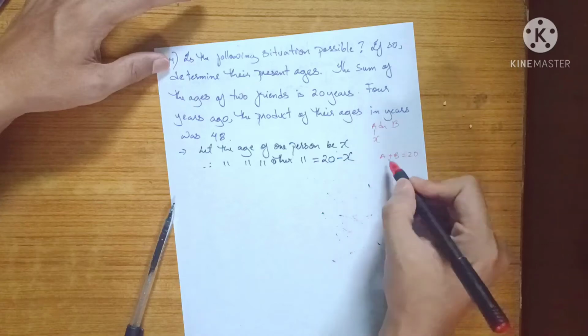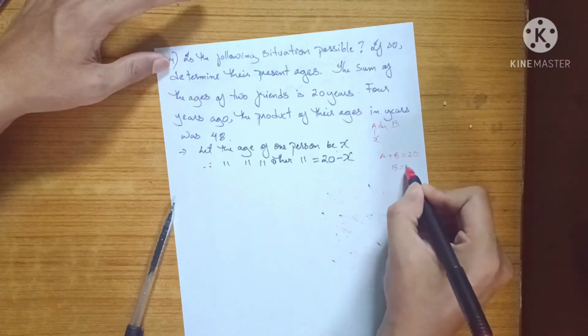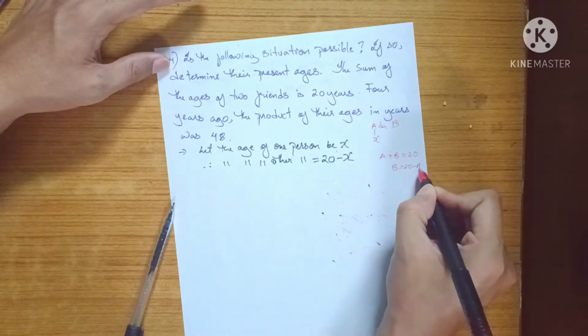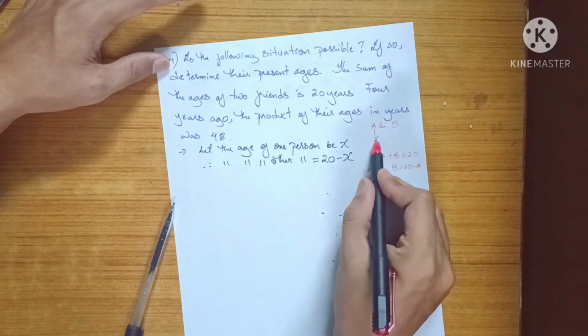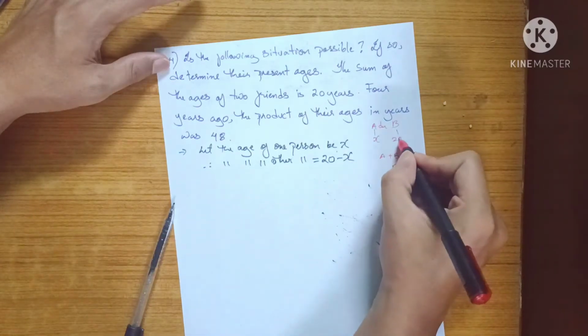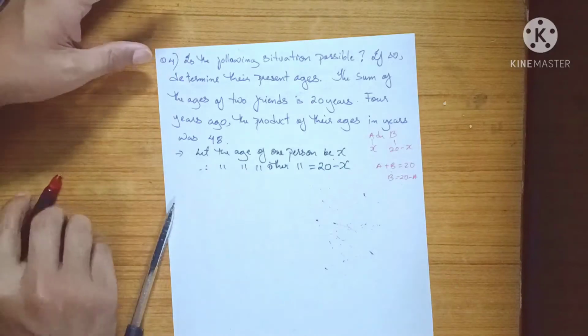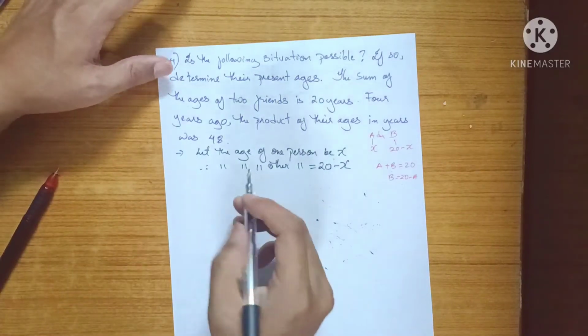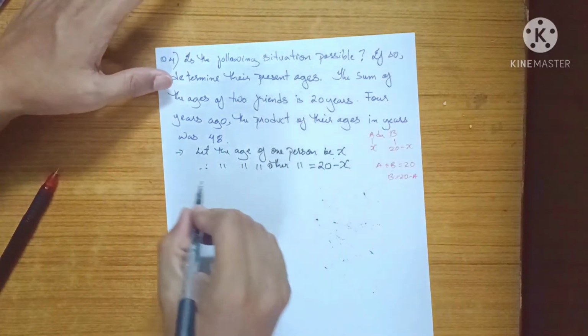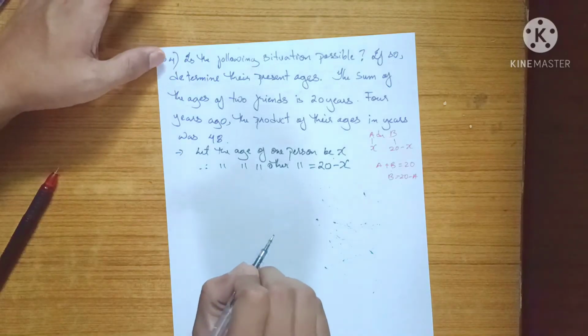A plus B is 20, so B is 20 minus A. But A is x, so B is 20 minus x. Got it? So the age of one person is x, the age of the other person is 20 minus x.